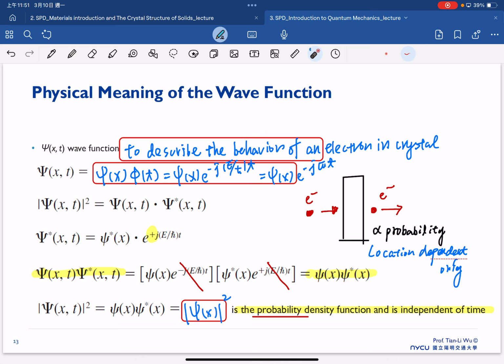And this also fits pretty well with what we have already talked about, the uncertainty principle. So that means once a carrier is tunneling in this region, we cannot determine everything precisely. What we can only know is how high the chance can be here. What we can only know is about the probability. So that's the physical meaning of the wave equation.